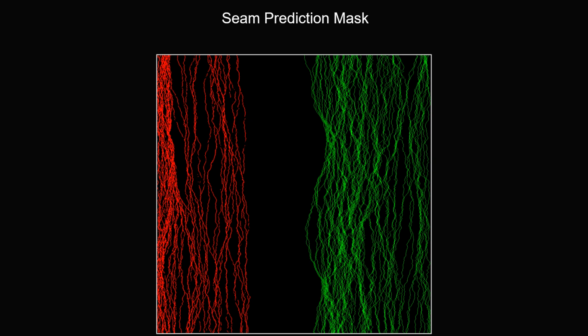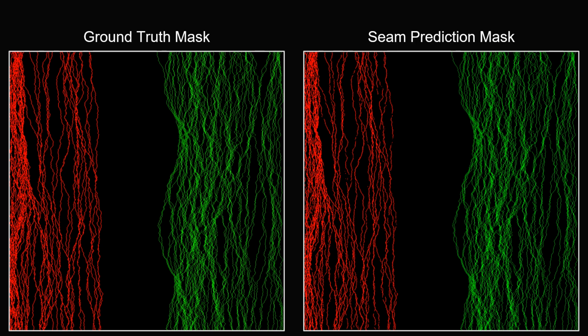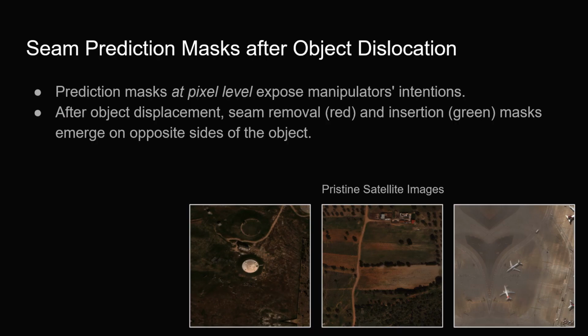This can be achieved by just removing seams on one side of the target and inserting them on the other side. Here is a quick comparison between the predicted seam mask and the actual ground truth mask. So it is critical to ensure that satellite images are not manipulated using techniques such as seam carving.